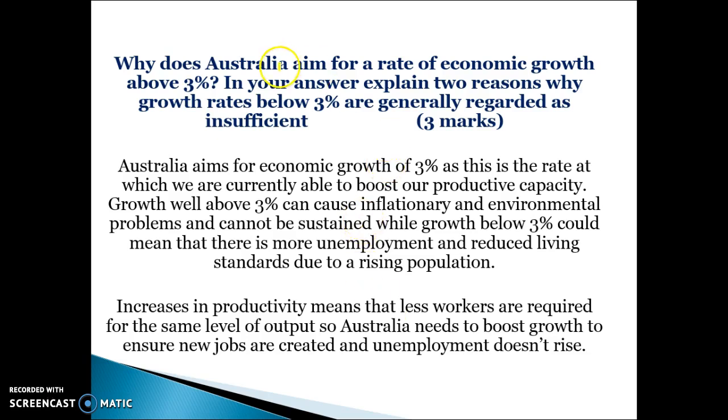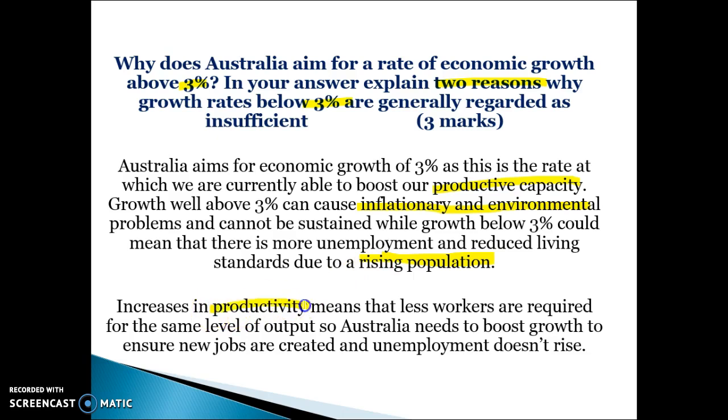So why does Australia aim for a rate of economic growth above 3%? And two reasons why below 3% growth is insufficient. So we aim for 3% because this is the rate at which we're able to boost our productive capacity. Growth above 3% can cause inflationary and environmental problems when it's too high, and that can hurt our living standards. Having said that, we need to grow by at least 3% to cater for our growing or rising population, so that we don't experience higher unemployment.